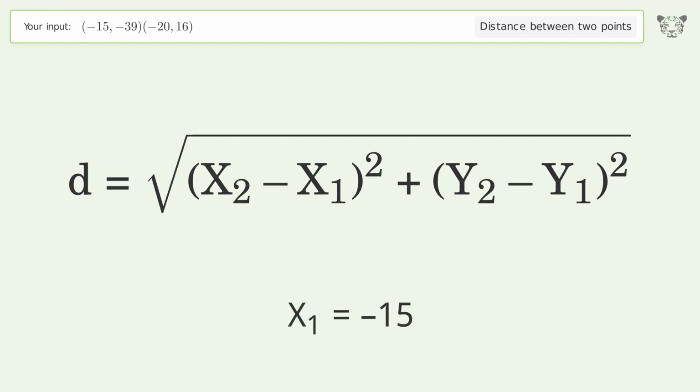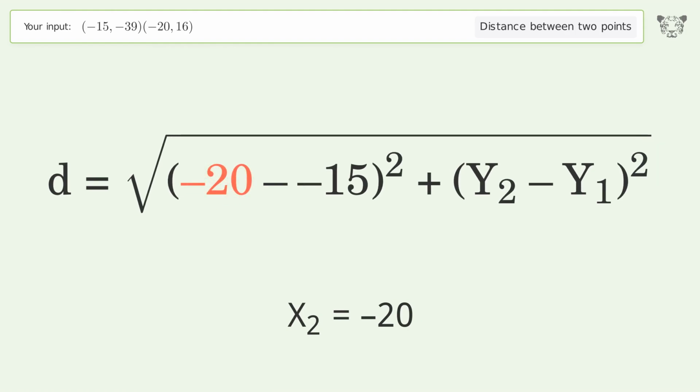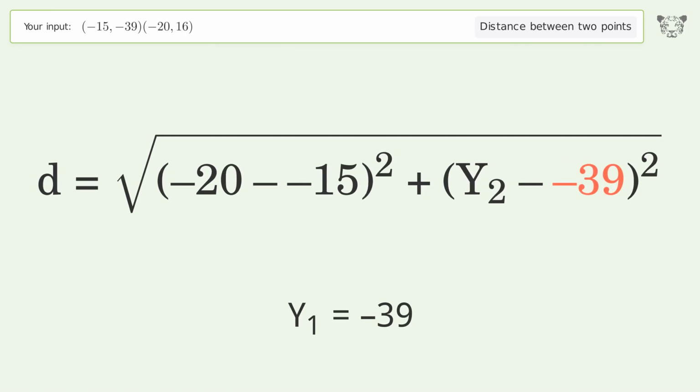x1 equals -15. x2 equals -20. y1 equals -39. y2 equals 16.